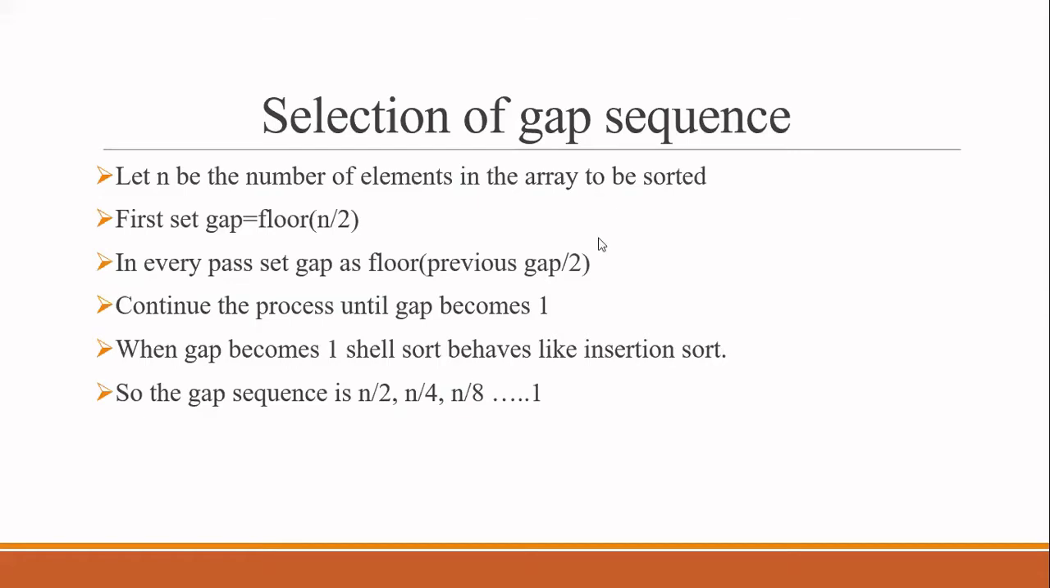Now what is the formula for our gap sequences? If n is the number of elements in your array, first you will have n by 2, then you will divide by 2 to get n by 4, that is the previous n by 2 divided by 2, then n by 4 divided by 2, that is n by 8. Likewise, you will proceed. If the number of elements in your array is 10, your gap value will be 5, 2, and then 1. Then you will stop your algorithm. Hope you understood the gap value.